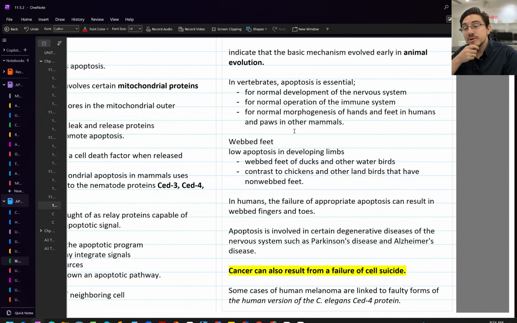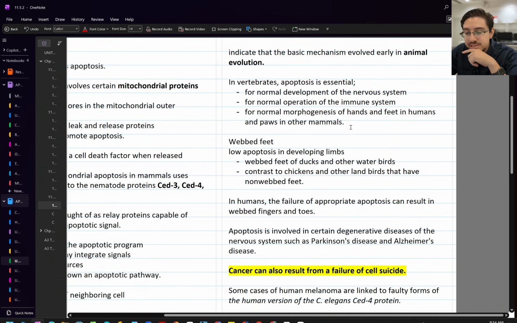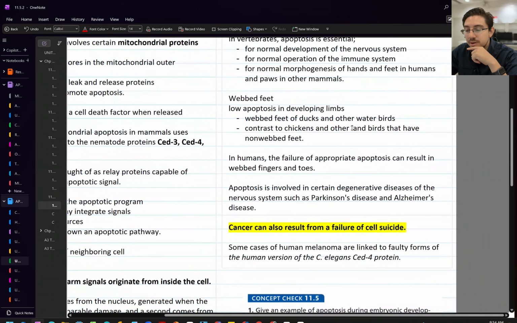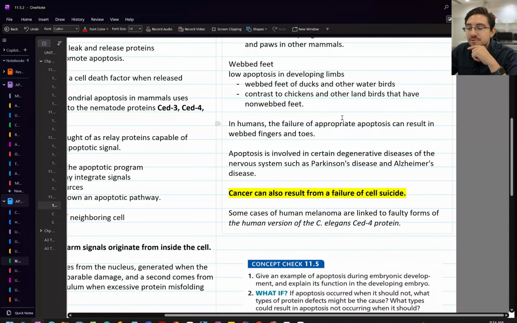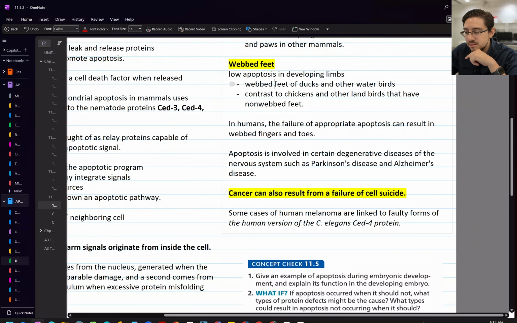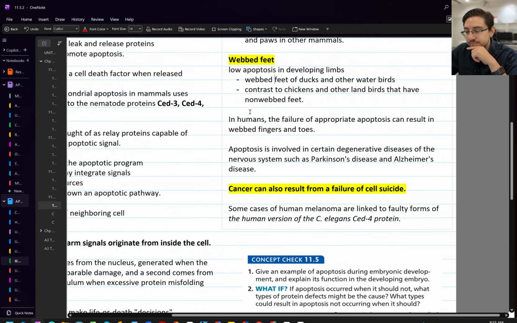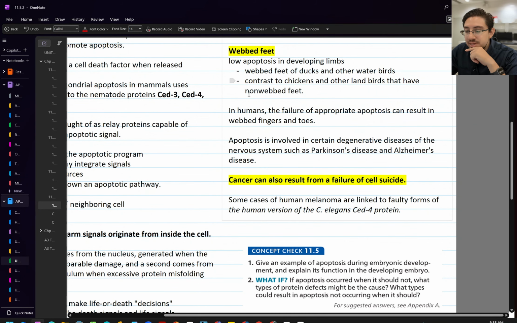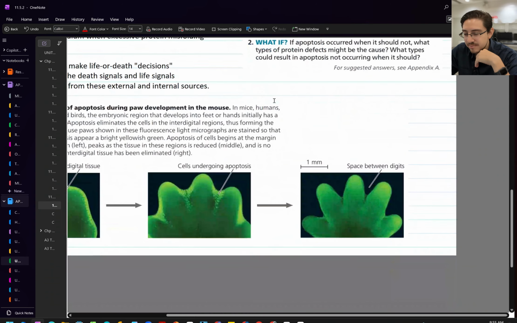It is important in vertebrates for normal development of the nervous system, the immune system, and even our appendages, right? Morphogenesis: hands and feet in humans, paws in other animals like mice. A very famous example, and you probably should know this, is webbed feet. When you have low apoptosis in developing limbs, you get webbed feet in ducks or other water birds. They tend to have this connection, and I'm going to show you.